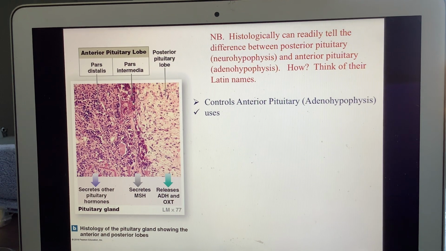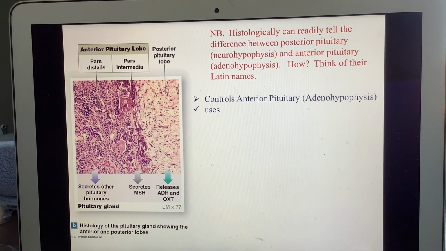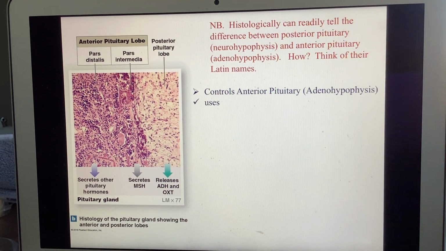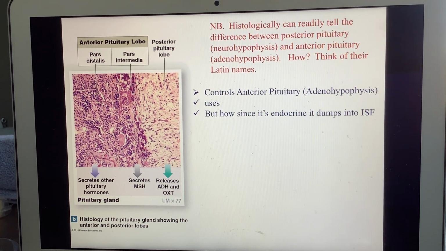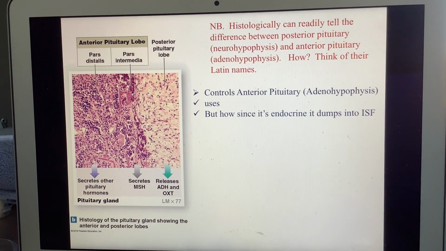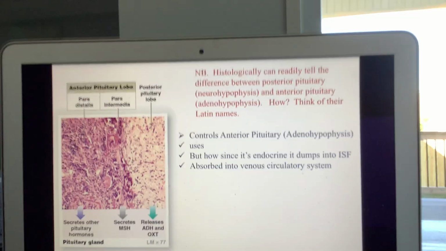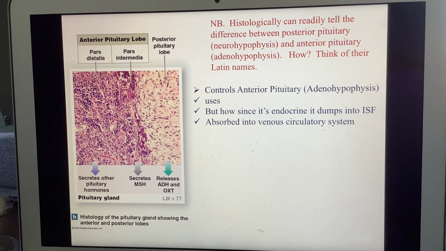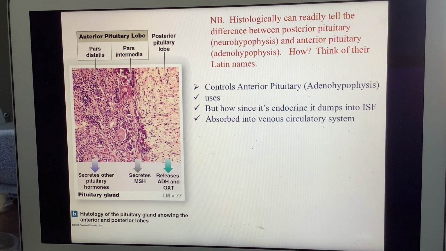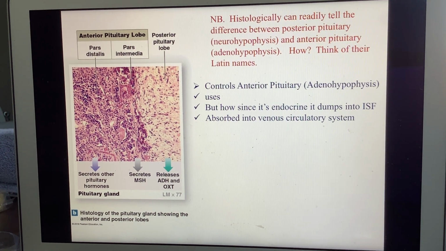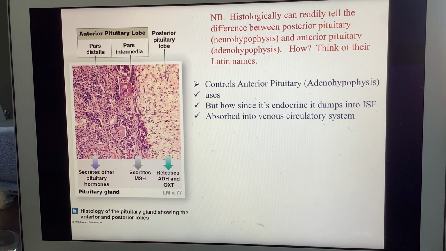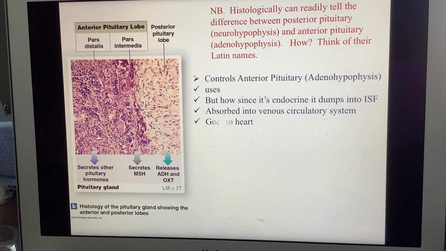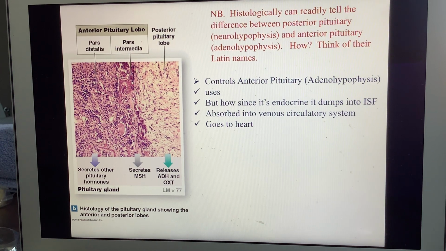The hypothalamus controls it by using releasing and inhibiting factors. But how is it going to do it? Because endocrine organs always dump into interstitial fluid. If it's dumped into the interstitial fluid in the hypothalamus, that means that the first thing that's going to happen is it's going to be absorbed into the venous circulatory system, right? Interstitial fluid is going to go into the venous system and then go back to the heart. So it's going to be absorbed into the venous circulatory system. It's going to go to the heart.